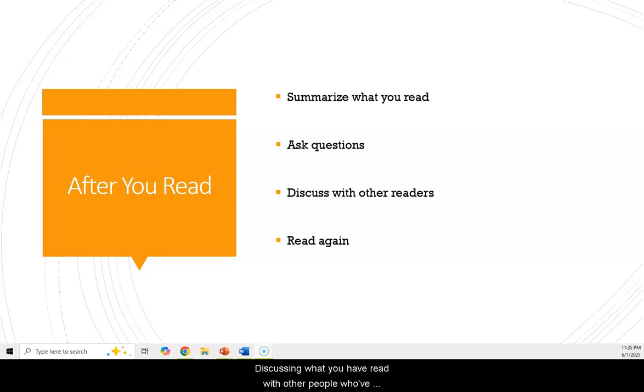Discussing what you have read with other people who've read the same text can also be a really good strategy. See if you agree with what was said, unpack the major ideas, connect the information to your own experiences and knowledge. This gives you the opportunity to see new perspectives that could help increase your understanding and maybe enjoyment of the text. And finally, my last bit of advice is to read the text more than once.